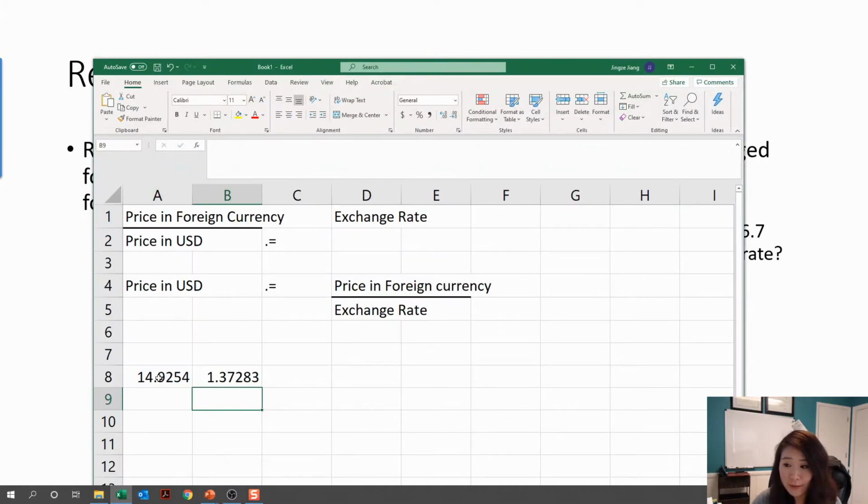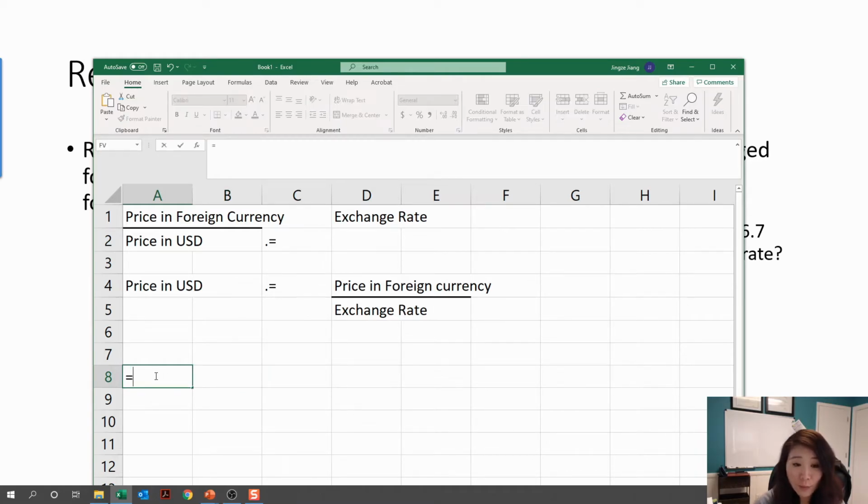So let's do the calculation together. We actually saw this formula before. If you want to convert any foreign goods' price back to the US dollar, you use the price in foreign currency and divide by the exchange rate. A bucket of KFC chicken is 100 yuan, divided by the exchange rate, 6.7. So we convert the 100 yuan to the US dollar, and that is equal to $14.9254.